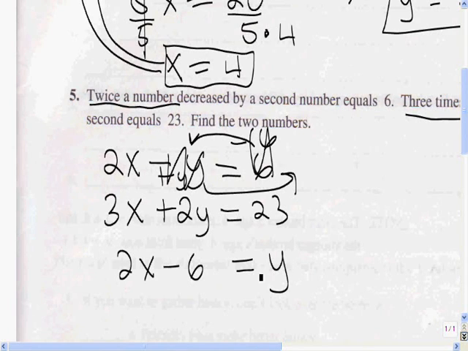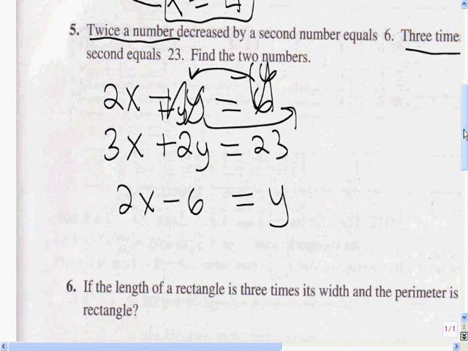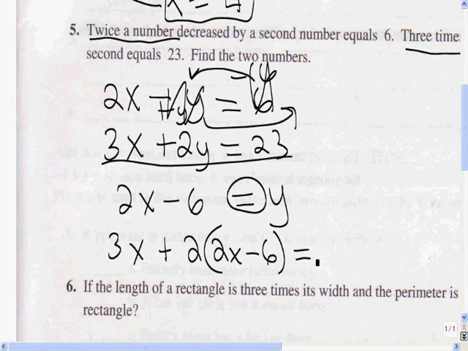So now that I know that y is the same as 2x minus 6, I'm going to grab what y equals, 2x minus 6, and wherever I see y, I'm going to plug in 2x minus 6. So I'm going to use the bottom equation. Remember, this is called the substitution method, so I'm going to substitute y for 2x minus 6. So I have 3x, wherever I see y, I'm going to plug in 2x minus 6, because this is telling me that y is the same as 2x minus 6. So 3x plus 2 times 2x minus 6 equals 23.